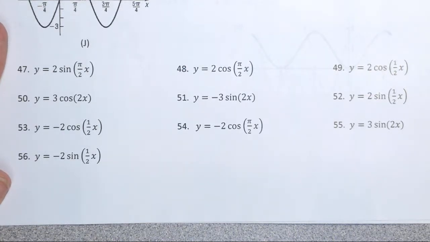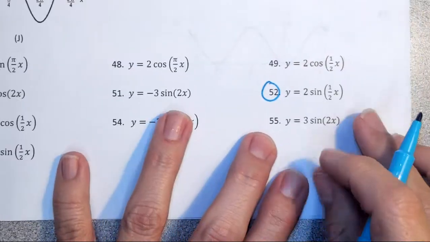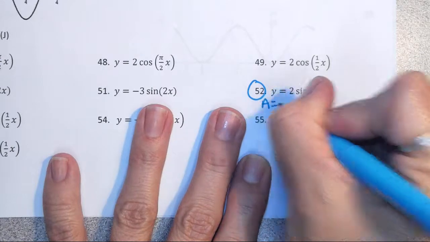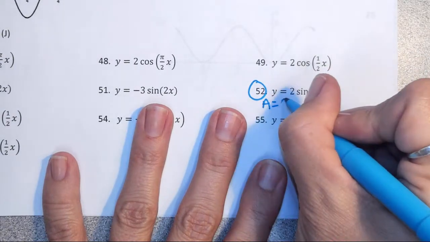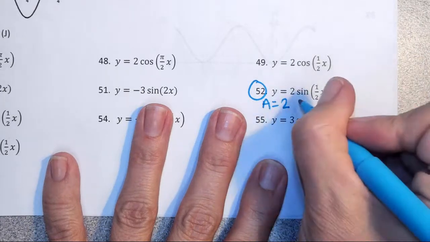52, I guess? You like 52? Oh, I said the answer. I'll do 52. All right, so let's go look at 52. On 52, the very first thing I do for myself is write down my A, if I have one. Do I have an A? 2. Is there an H or a K? No. And then I find my period.